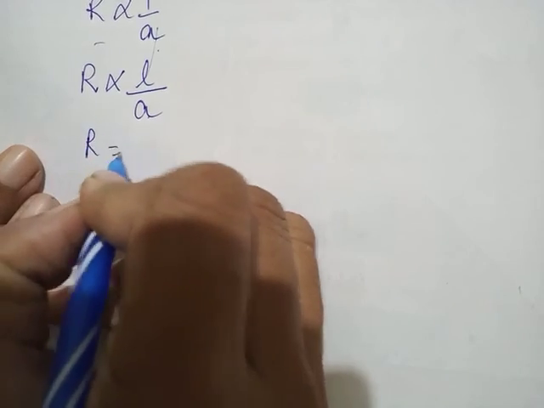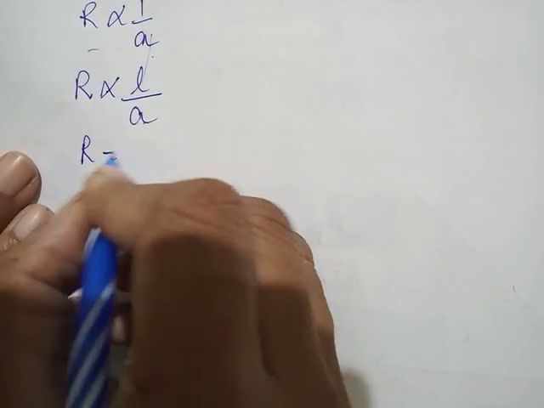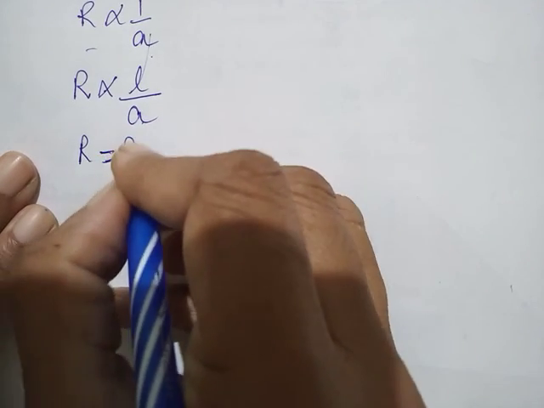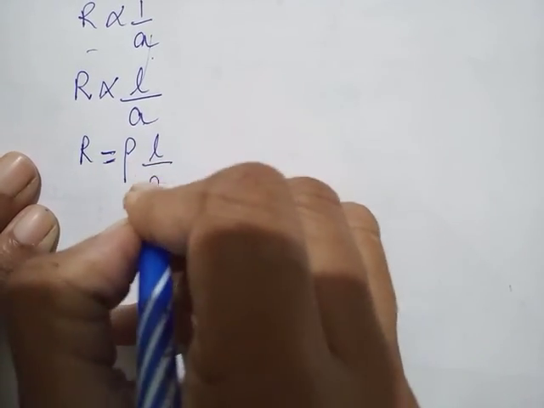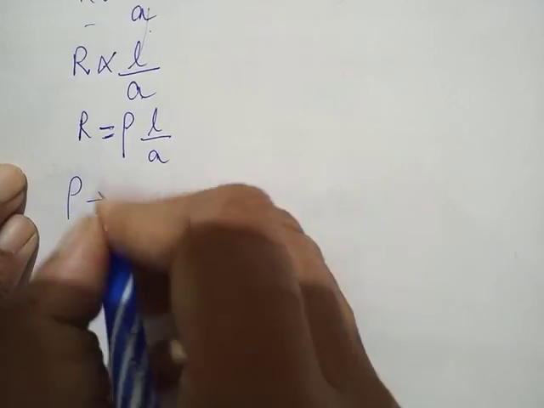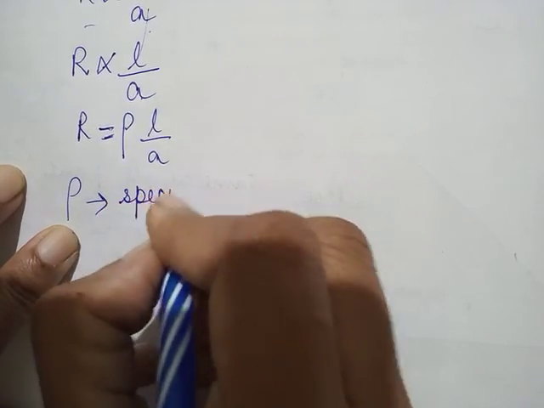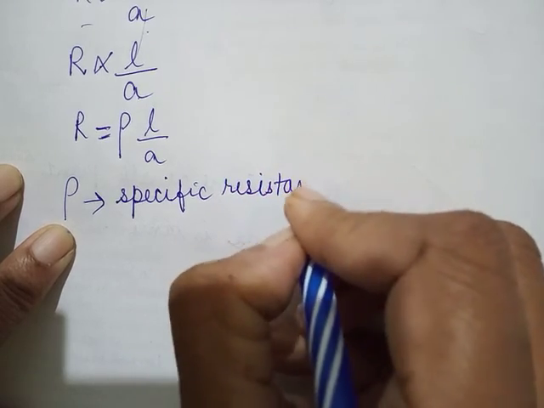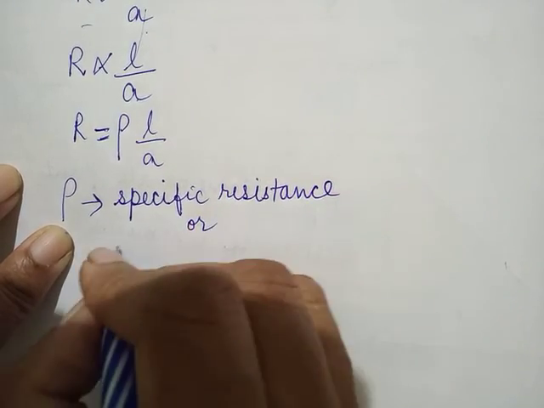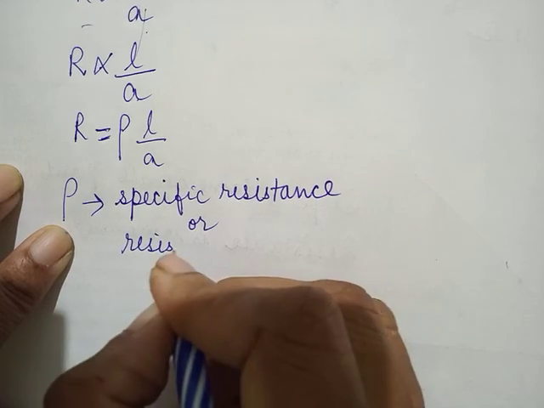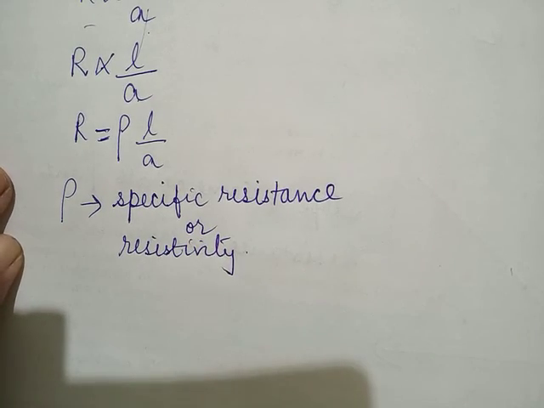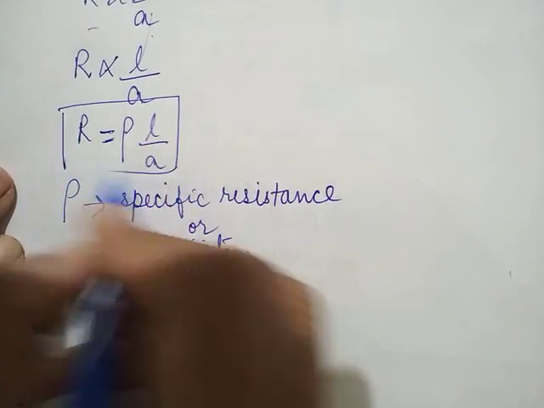Now, to remove this proportionality sign, I introduce a constant, rho. It's not density. This rho is called specific resistance or resistivity. So this becomes the formula for resistance: R is equal to rho L by A.